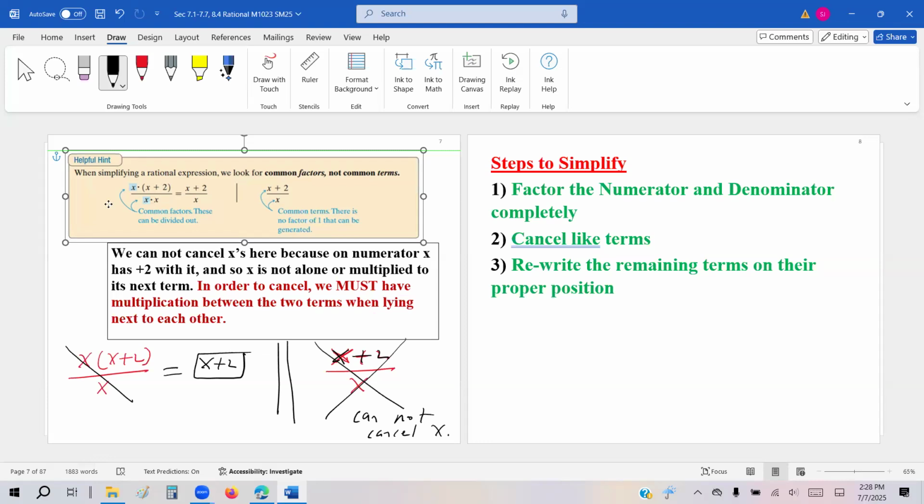Rewrite on their proper position. Whatever remains to the top, you have to put down the top. Whatever remains to the denominator, you have to put down the denominator. You cannot switch them around. For example, here, the x plus 2 on the numerator, so it has to be on the numerator. We cannot do the denominator.